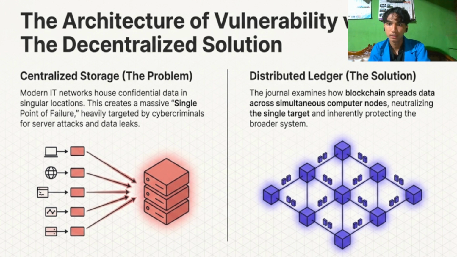As we can see in the diagram, if you look at the red diagram on the left, all computers connect to one single server, making it a clear target where data can leak. On the right, the purple blockchain network shows how the data is scattered safely. So next, let's see how this network handles hacker attacks in real time.